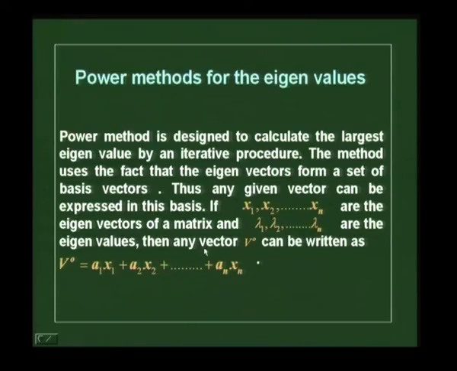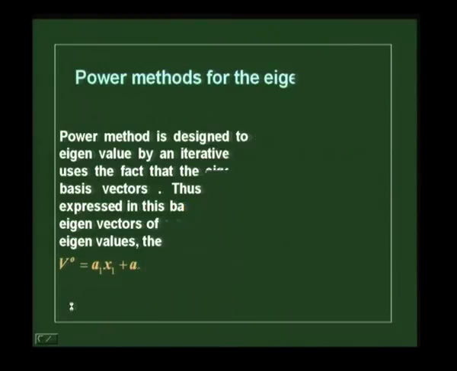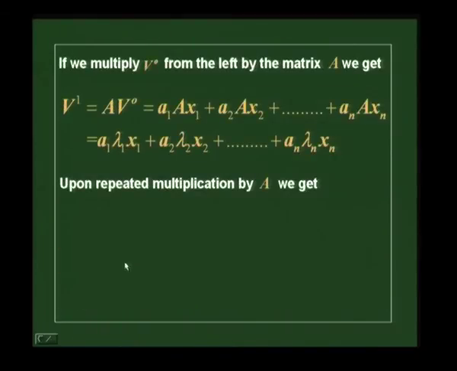That is, if you are given any arbitrary vector v, I can write that as a linear combination of this set of column vectors x1, x2, x3, xn. And now if you take the desired matrix A and multiply this vector by that, we can get an equation like this. The new vector v1 would be matrix A times v0, where we have expressed v0 as a1 x1 plus a2 x2 plus a3 x3 up to an xn. So when you multiply it by A, you will get an equation of this form.